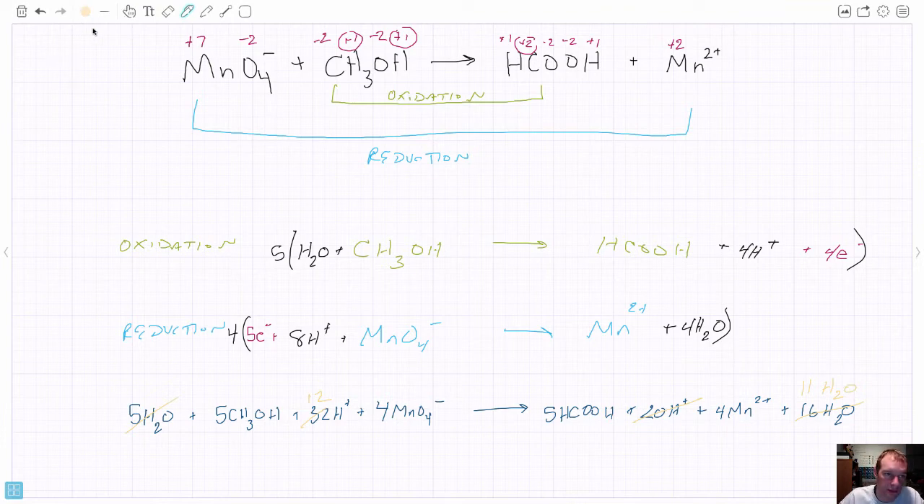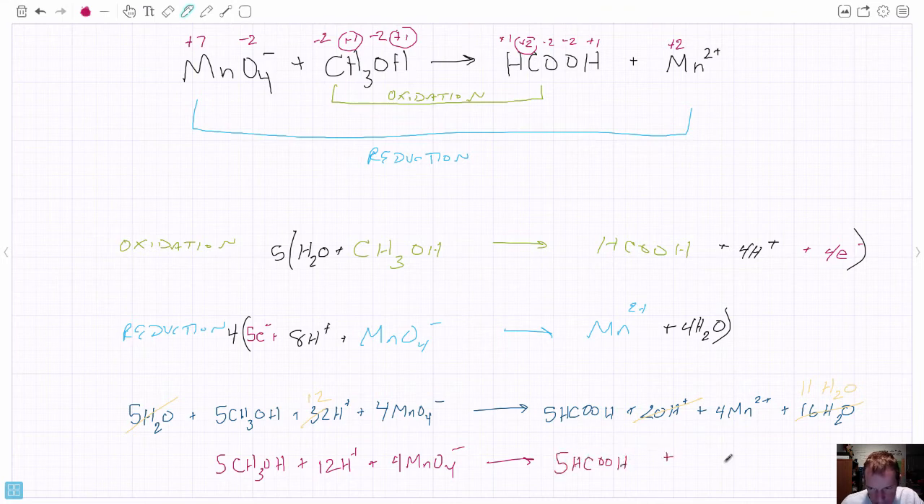Now we can recombine those 2 reactions. I'm doing it in red here. 5 methanol CH3OH plus 12 H plus 4 MnO4 minus yields 5 HCOOH, which is formic acid, plus 4 manganese 2 plus ions plus 11 H2O. And that right there, friends, is your final balanced redox reaction.